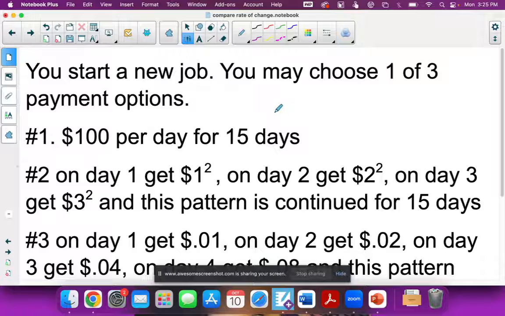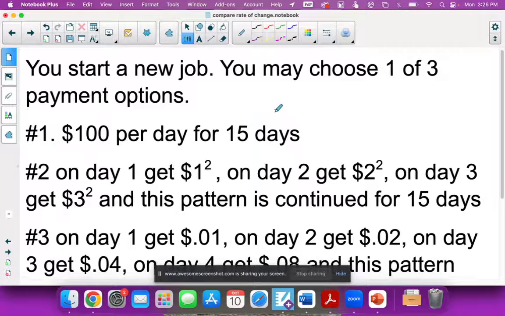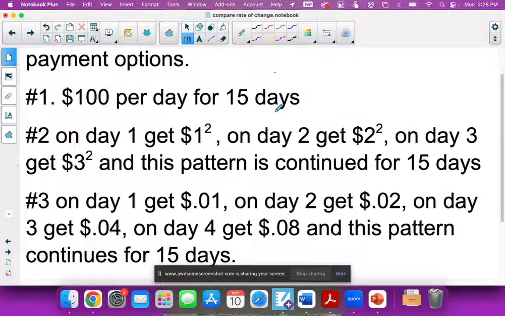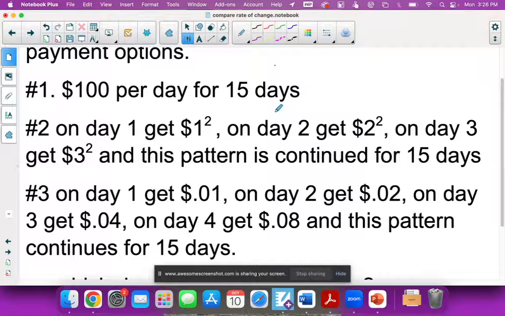Okay, so let's start off with a basic one, seeing if we can recognize linear, exponential, and quadratic from this. So you have three choices. And again, it's a question of which one is linear, which one is exponential, and which one is quadratic.